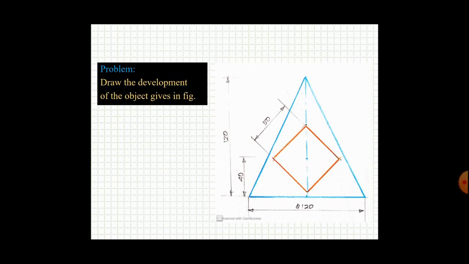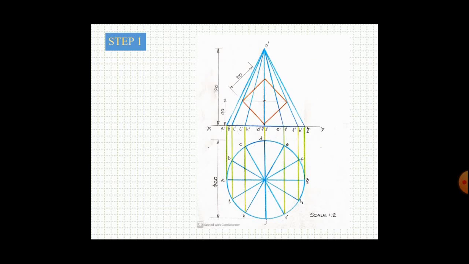Now let us see how to solve this problem. Even though they have given the orthographic view, you have to draw the orthographic view for the development. So you draw a circle of diameter 120, scale 1:2. Here it is mentioned as 560, but it is not 560, it is ⌀120. Keep it in mind because you have already written the scale as 1:2, so it is ⌀120.